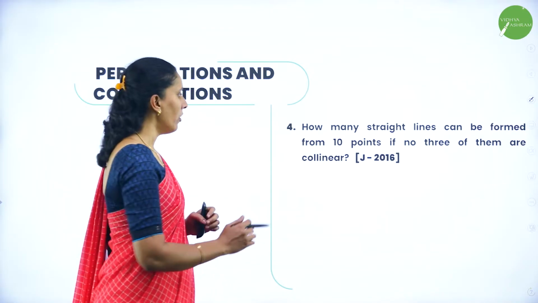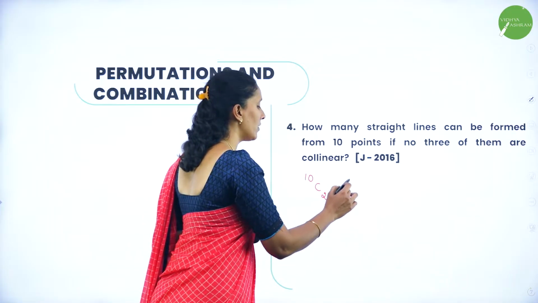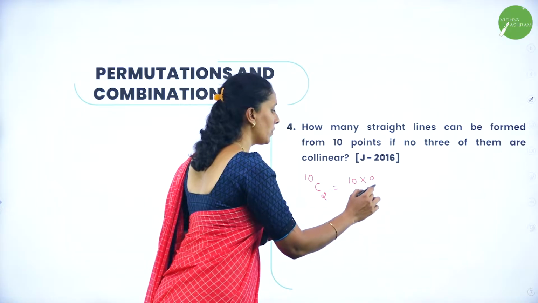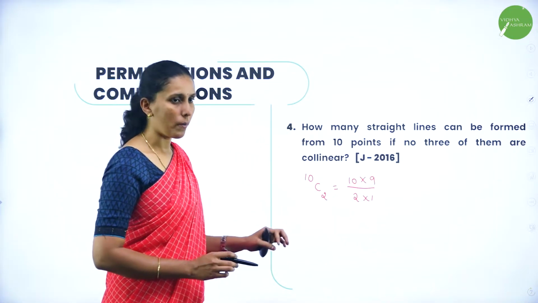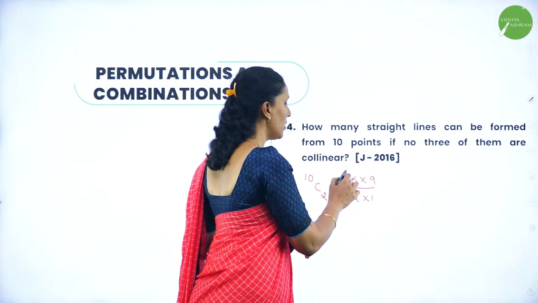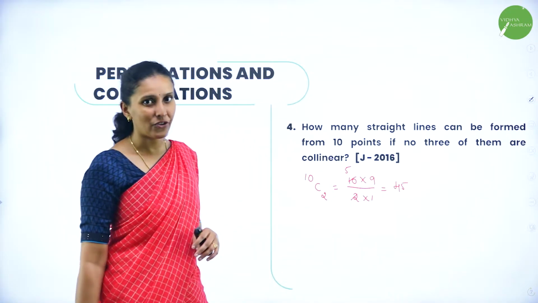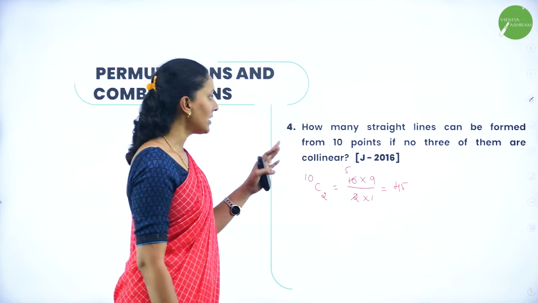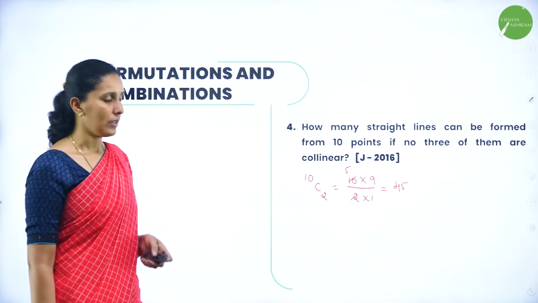NC2. So therefore, here n is given as 10, so 10C2 can be written as 10 into 9 divided by 2 into 1. A simplest form of solving combination. So 10 into 9 by 2 into 1. So 2 1s are 2, 5 2s are 10... 2 5s are 10, 9 5s are 45. So therefore 45 straight lines can be formed using 10 points where no 3 points are collinear.